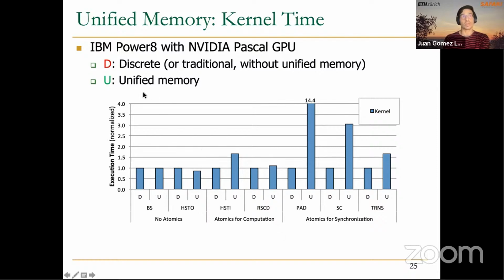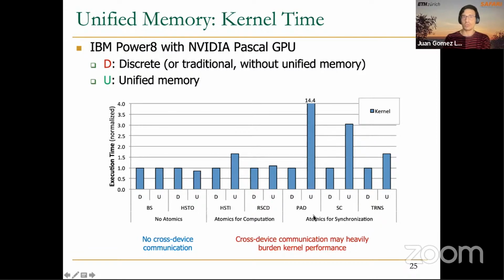In this plot here, you can compare the execution time for different benchmarks. And for each of the benchmarks, we have two different versions. The D corresponds to discrete or traditional, that is not using unified memory, and U corresponds to unified memory. Here we are allocating using cudaMallocManaged, and we don't have to explicitly copy data between CPU and GPU memories. As you can see, in some of the cases, the performance is essentially the same for the D and U versions. In other cases, there is more communication, more interaction between the CPU side and the GPU side, and that's why the kernel time increases.